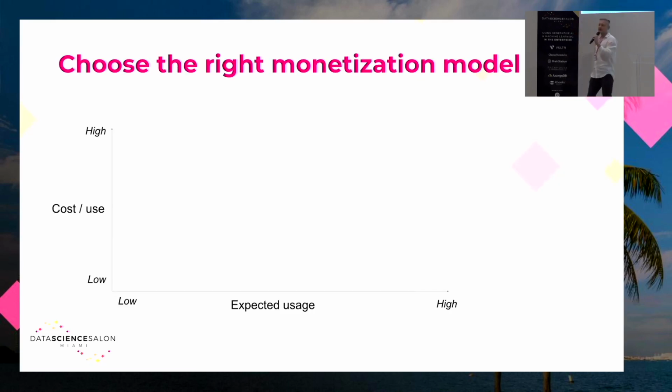Cool. So let's talk about the right monetization models. I'm going to outline some general principles here of how you can think about this. On the x-axis, you have the expected usage. On the y-axis, you have cost per use. High and low are sort of relative qualifiers here. And for every organization, they will be different.